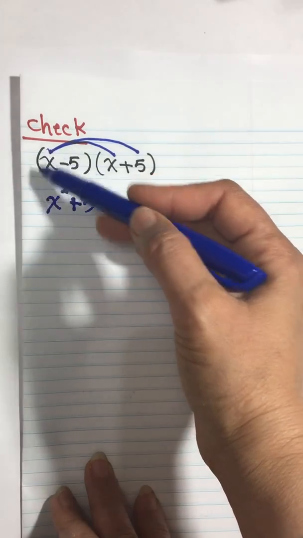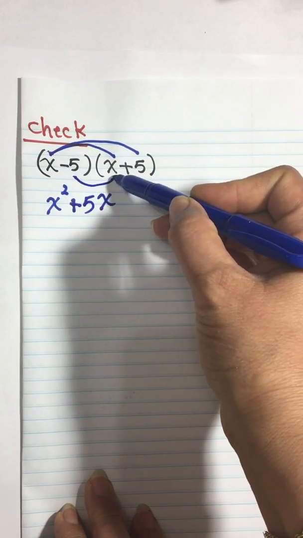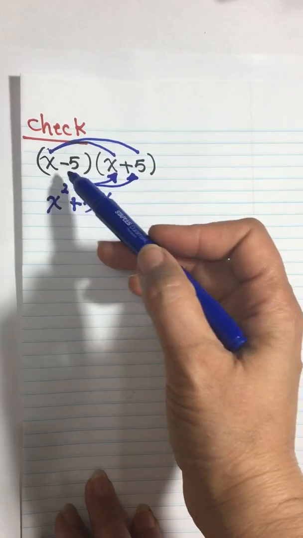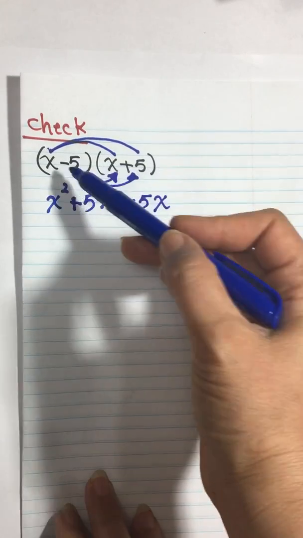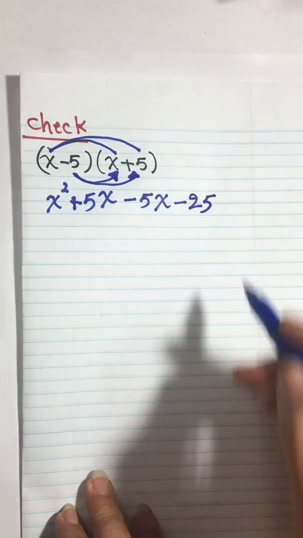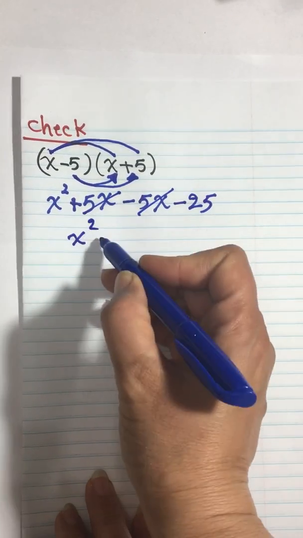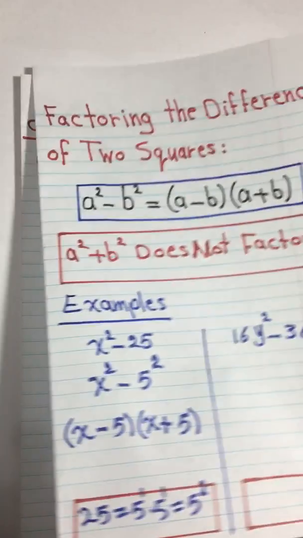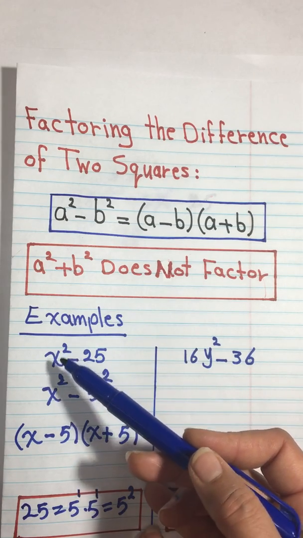Now I'm done with the first term. I'm going to go over the second term, negative 5. So I'm going to multiply negative 5 by x and negative 5 by positive 5. Negative 5 by x is negative 5x. Negative times positive, negative. 5 times 5, 25. Cancel out these two terms. Now I have x squared minus 25, which is the same as the question, x squared minus 25.